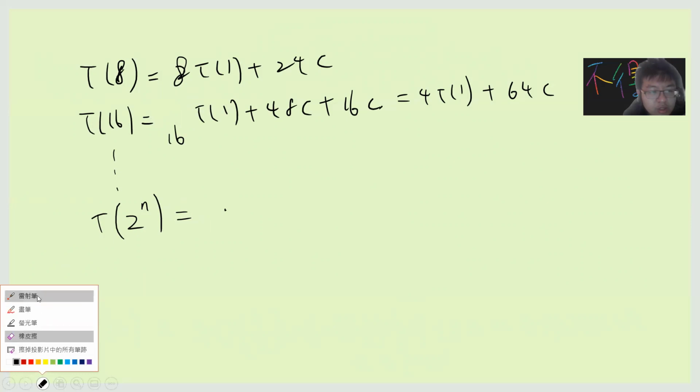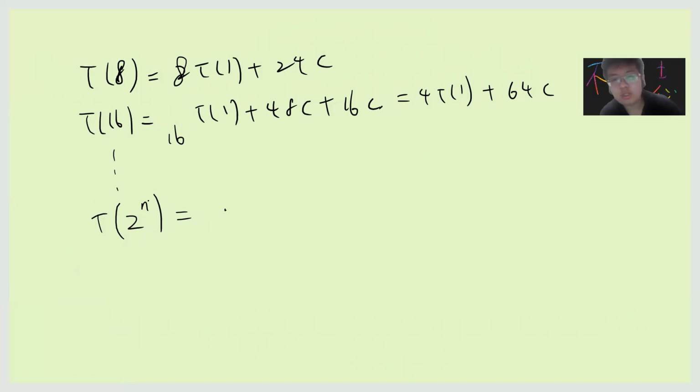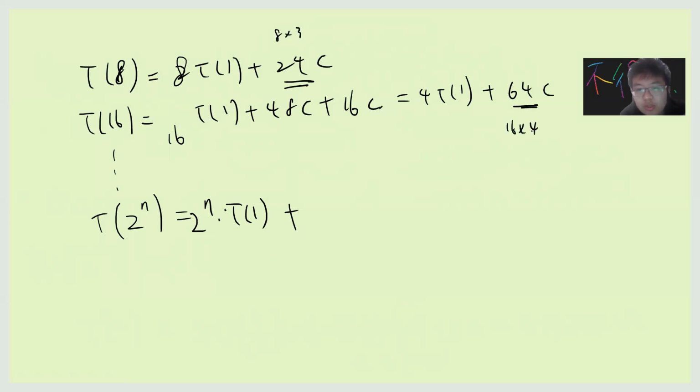You can easily see that T of 2 to the n is 2 to the n times T of 1 plus, for example, this is a times c, this is a times 3, this is 16 times 4. So you can easily check that this is, let's say, n times 2 to the n c. For example, if n is 3, you get 3 times 8, which is 24.